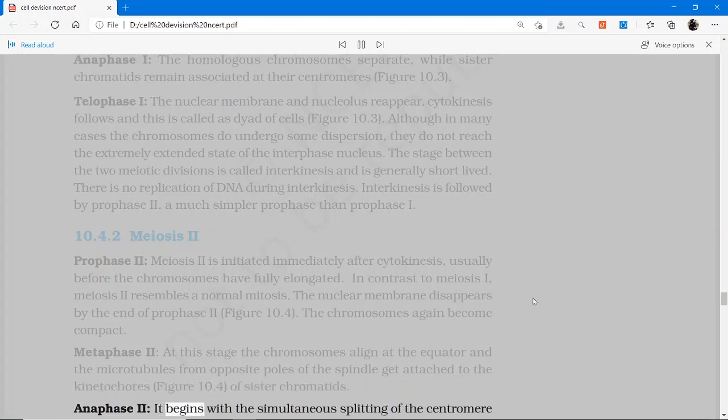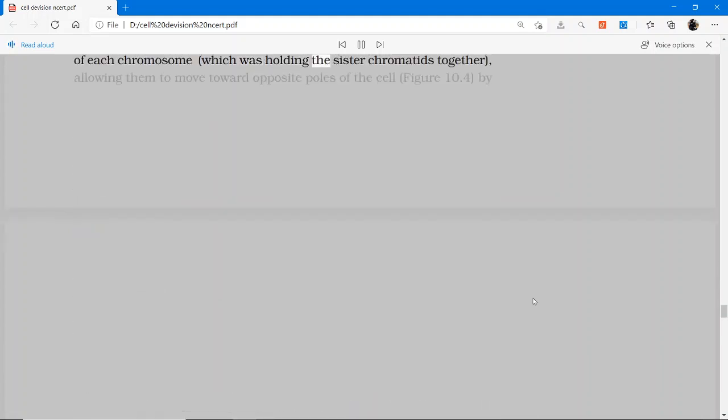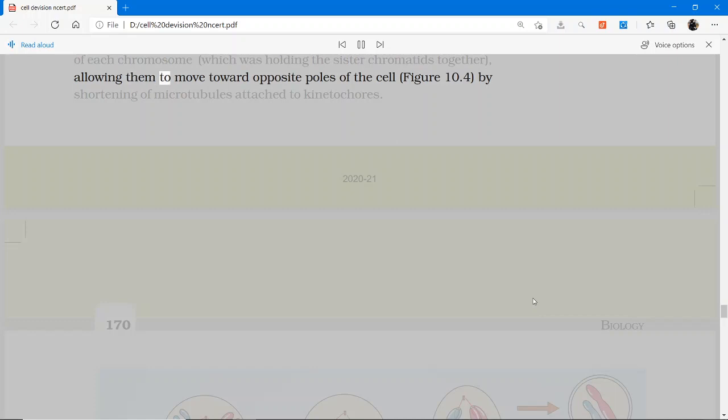Anaphase II, it begins with the simultaneous splitting of the centromere of each chromosome, which was holding the sister chromatids together, allowing them to move toward opposite poles of the cell, figure 10.4, by shortening of microtubules attached to kinetochores. Figure 10.3 Stages of meiosis I.